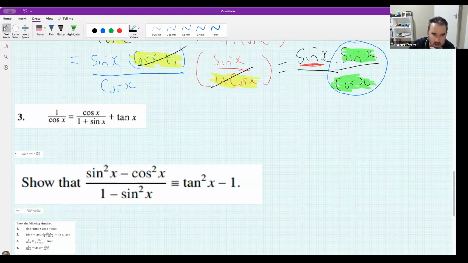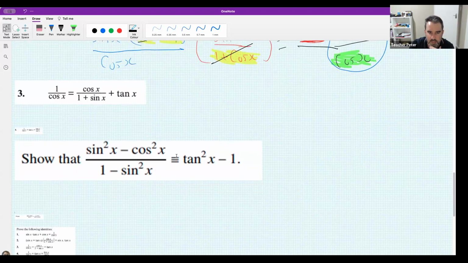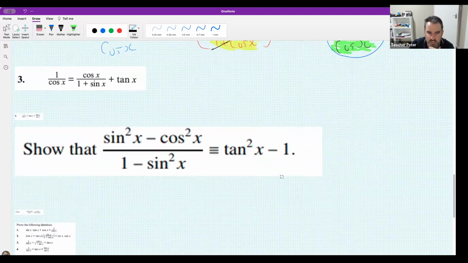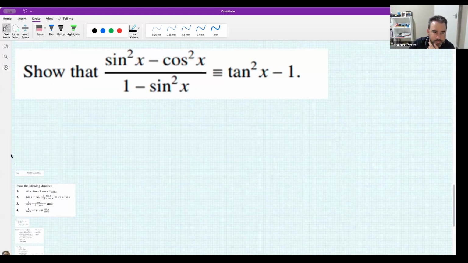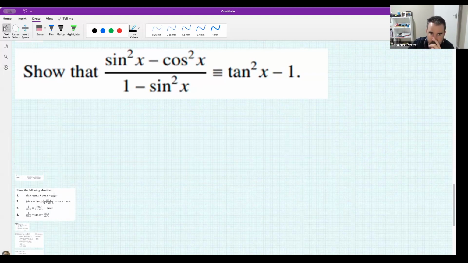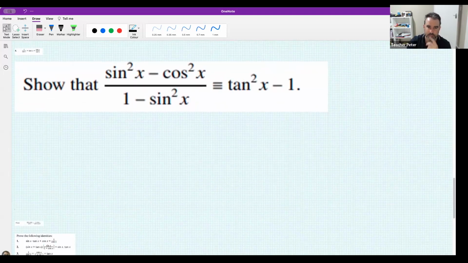Okay. I want you to show me that this one is equal to that side. What side would you start with? Would you start with the left-hand side or the right-hand side? I'd start with the left-hand side too.